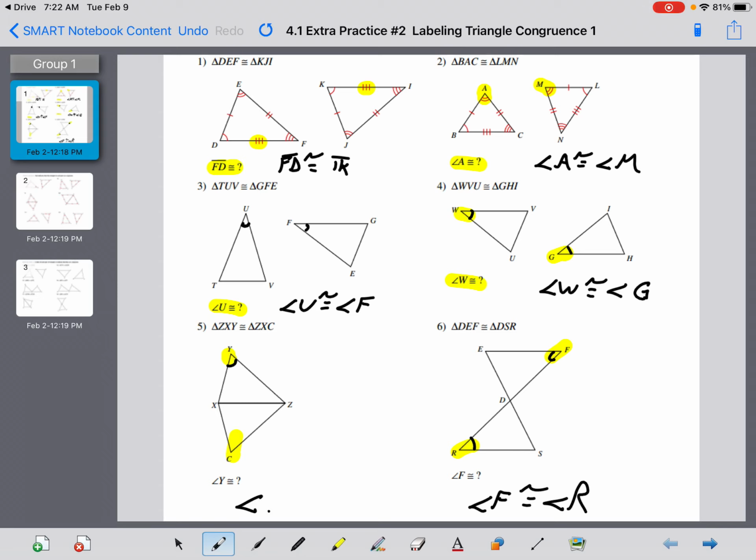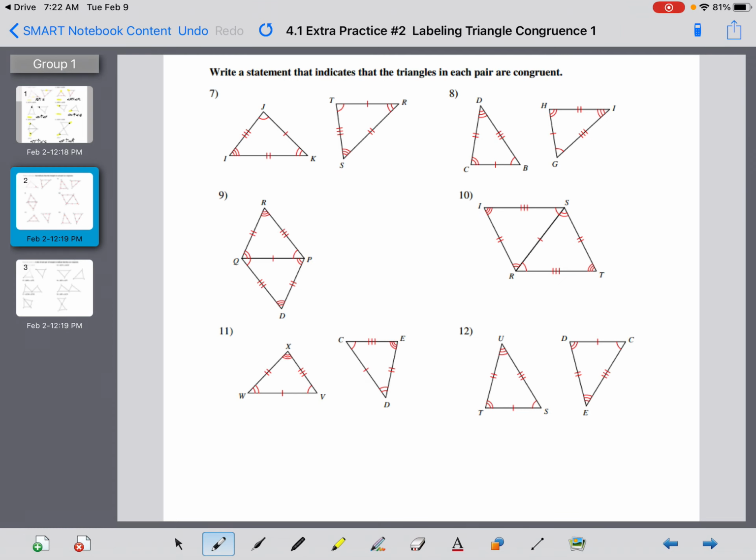And let's just write this one out the way it should be. Angle Y is congruent to angle C. Okay, the second part, it says write a statement that indicates that the triangles in each pair are congruent. Well, really, all you have to do here is just make sure you have them in the right order. Start with the first arc, then go to the second, then go to the third.